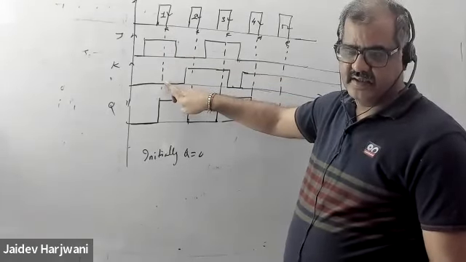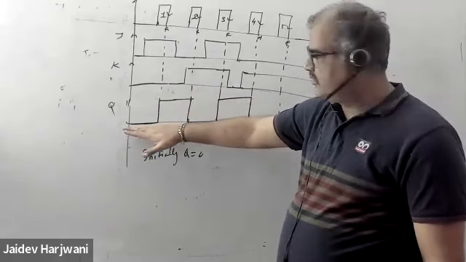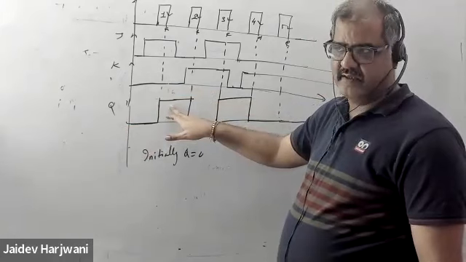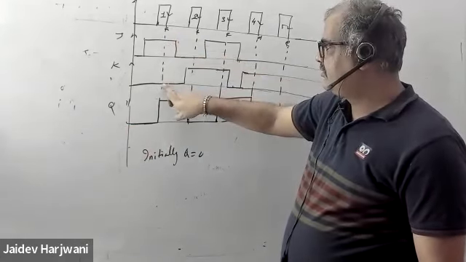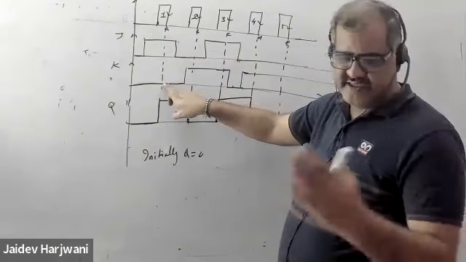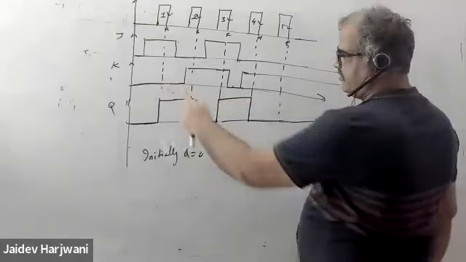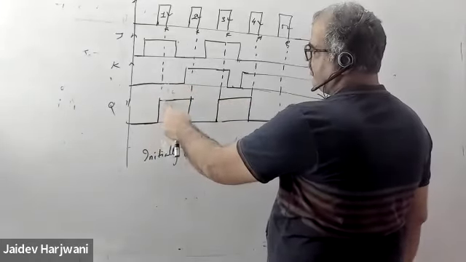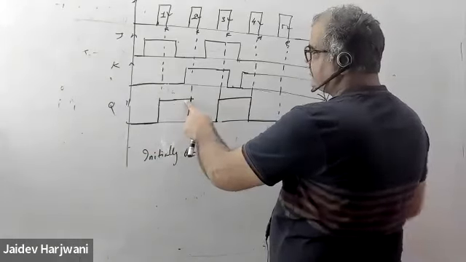Sir, 1 0 is set, so 0 will become 1. Initially I am assuming 0, so now it will become 1. At this edge the inputs are 1 0. Okay, so 1 0 is a set state. So if it is 0 it becomes 1, if it is 1 it will remain 1. Okay, so now here 0 has become 1. Okay, now it will remain the same until the next transition.